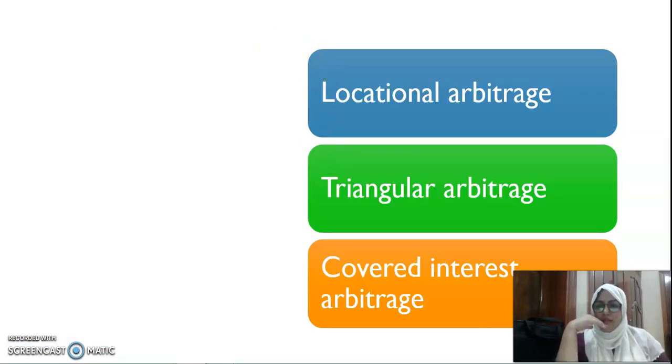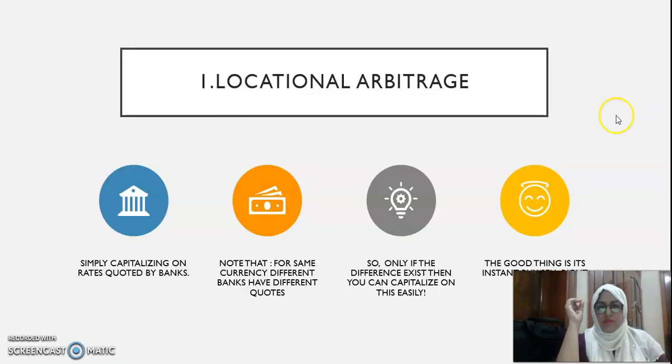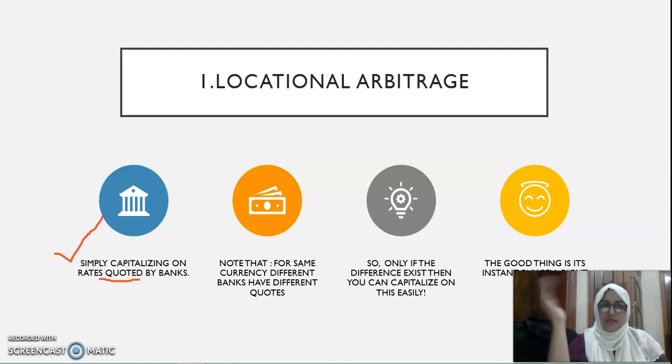There are the types: locational arbitrage, triangular arbitrage, and covered interest arbitrage, and in this lecture we will discuss locational arbitrage. So let's see what locational arbitrage is. Simply capitalizing on rates quoted by banks. It's that simple. You don't have to get into any hassle. It's just the rates that have been quoted by banks, and the difference between the rates is your profit.